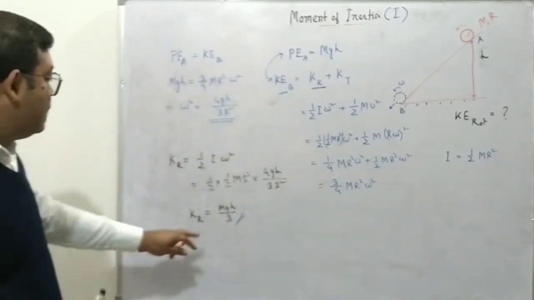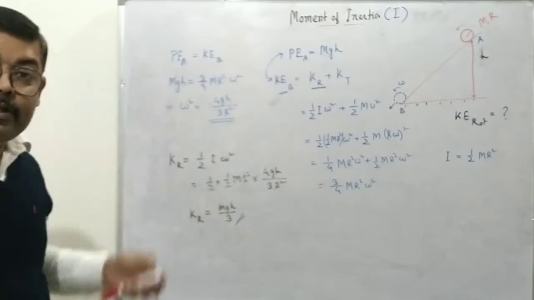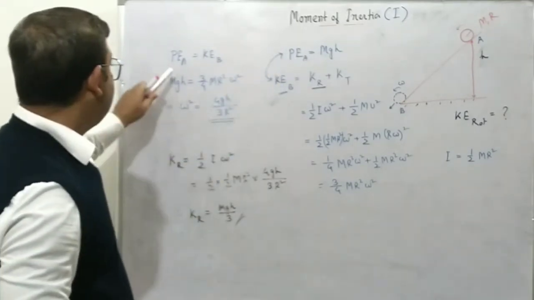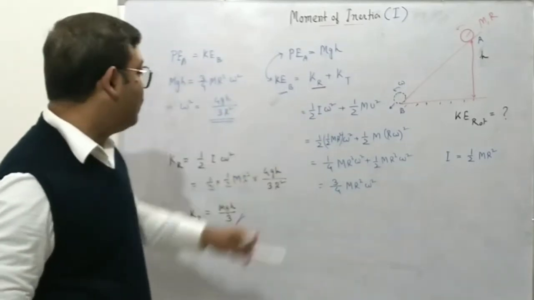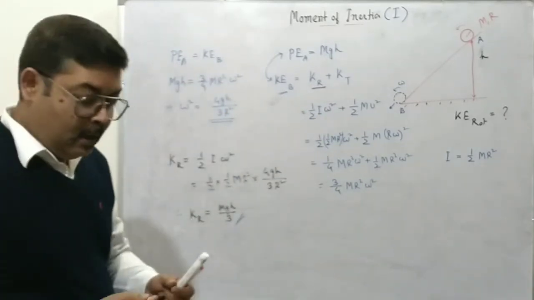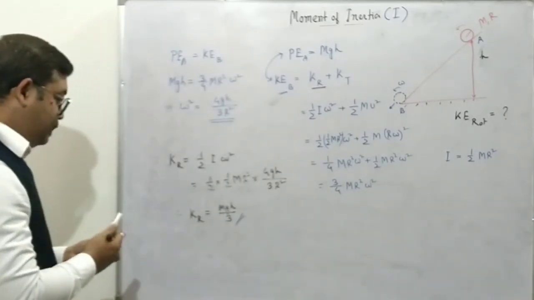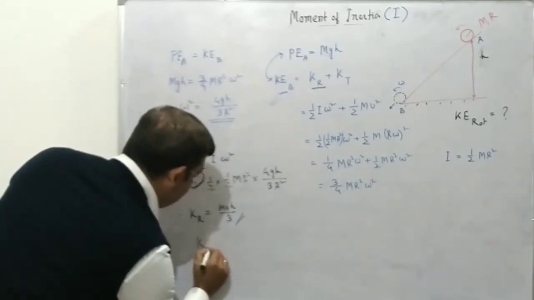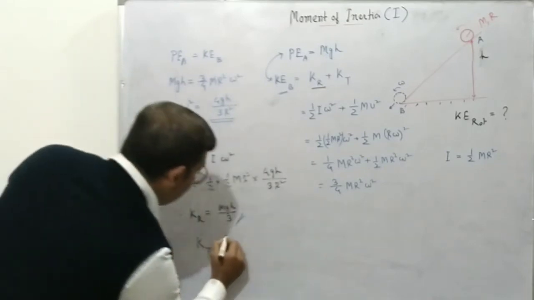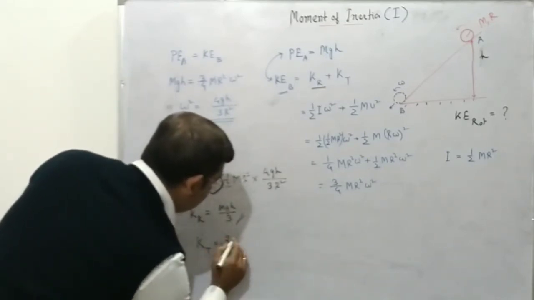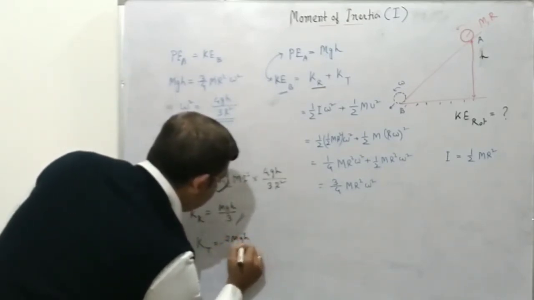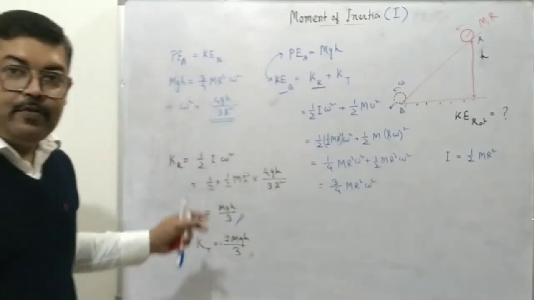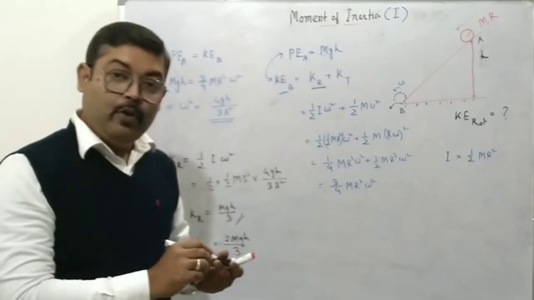And if Kr is this, what will be the kinetic energy of translation? From conservation of energy using this equation, we can easily find translational kinetic energy. K translational will be 2 mgh by 3. Please verify this at home and let me know in the comments.